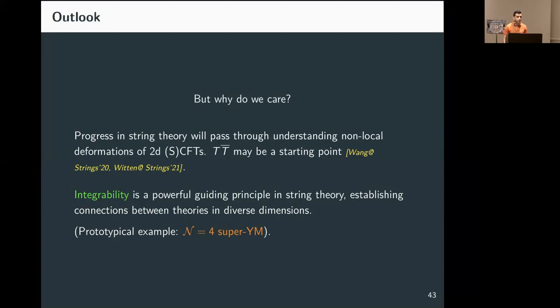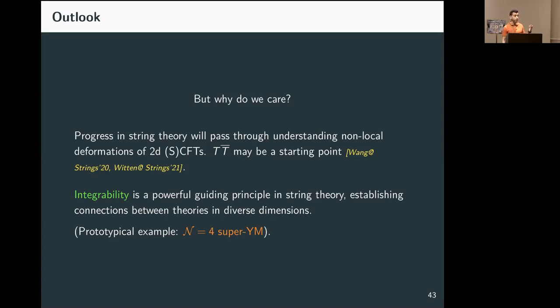At this stage, we might expect that to make some progress in string theory, we'll need to understand non-local deformations of 2D CFTs. And TT-bar seems to be a very good starting point, because it is a non-local deformation, but it is solvable. So it will give us some handle on these difficult, in general, deformations. On the other hand, I believe that most people in this room would agree with me that integrability is a very powerful guiding principle, both in strings and field theories, that allows us to establish sometimes surprising connections between very differently looking theories and also across dimensions.